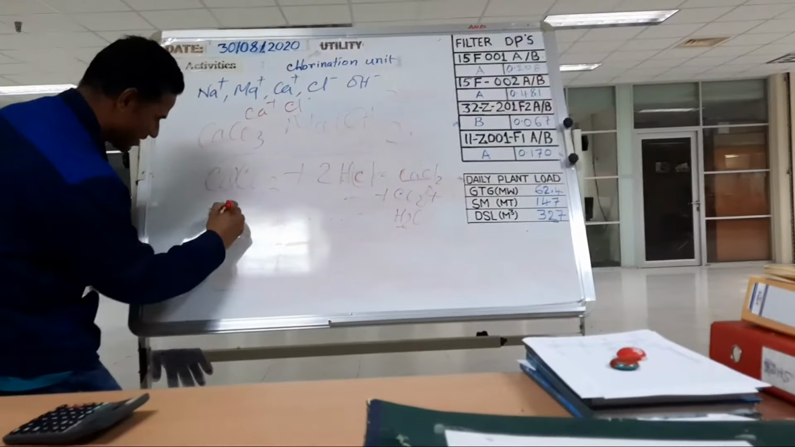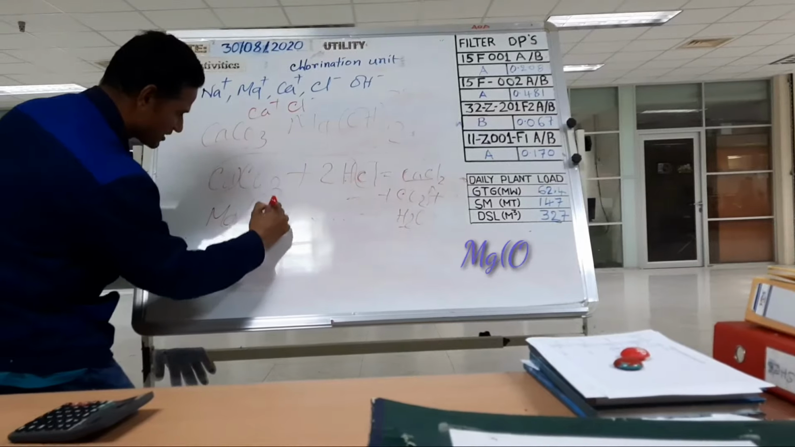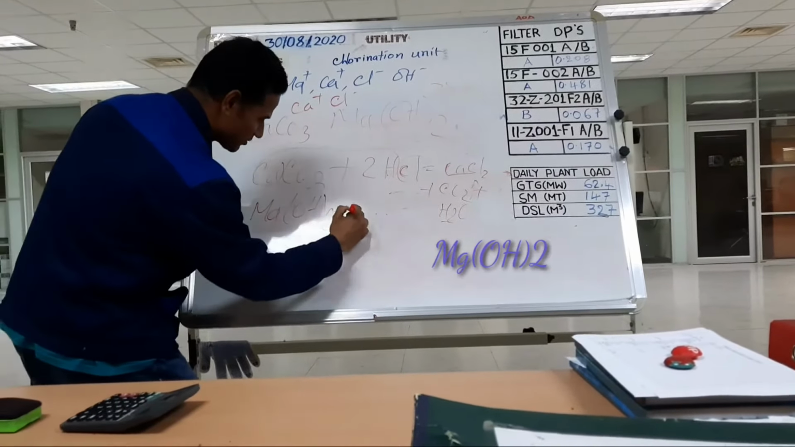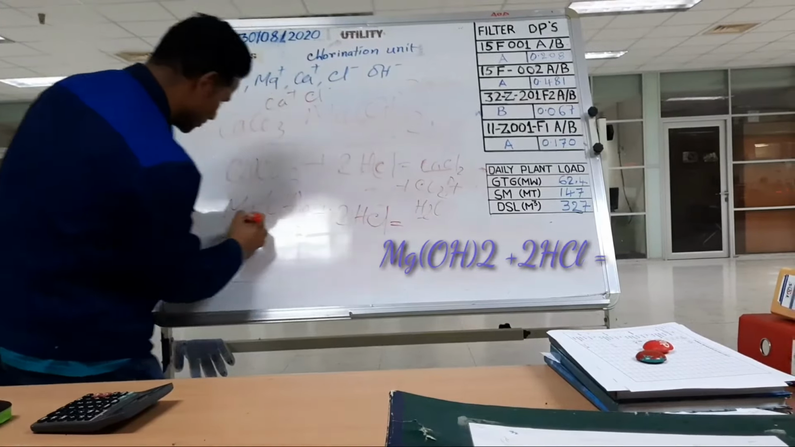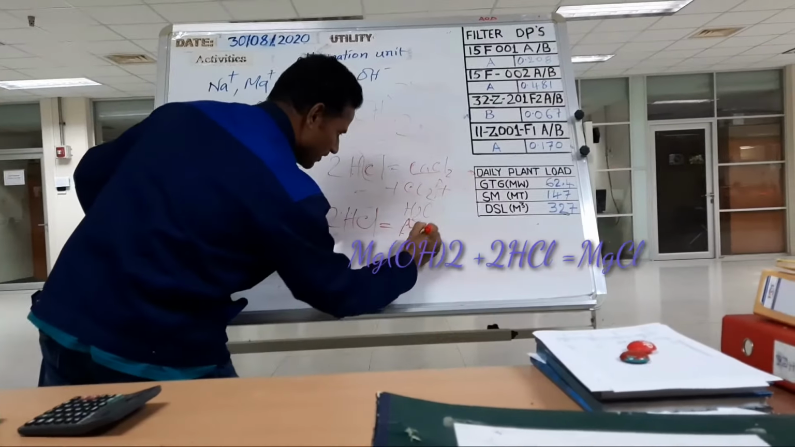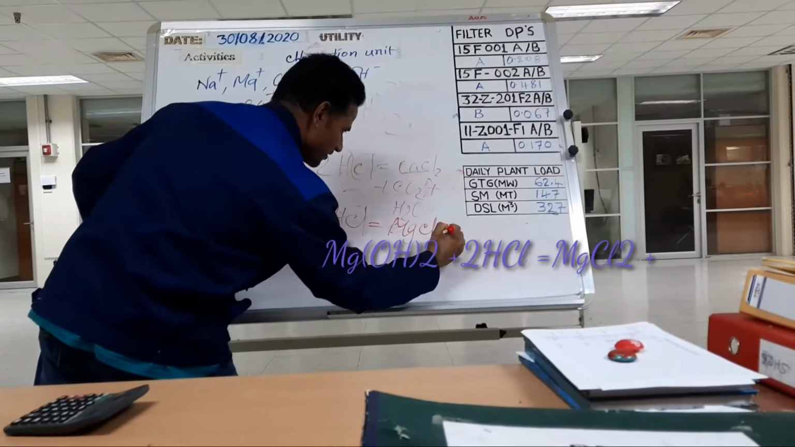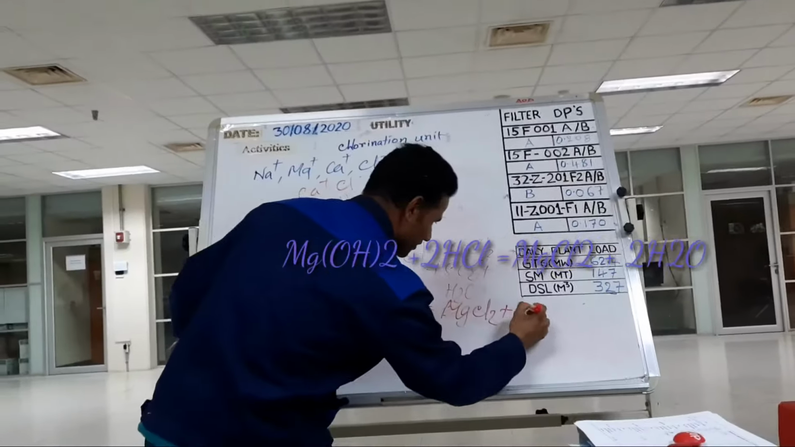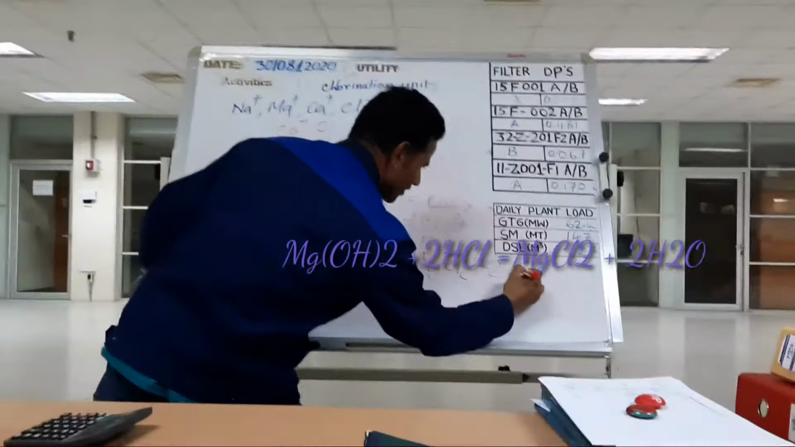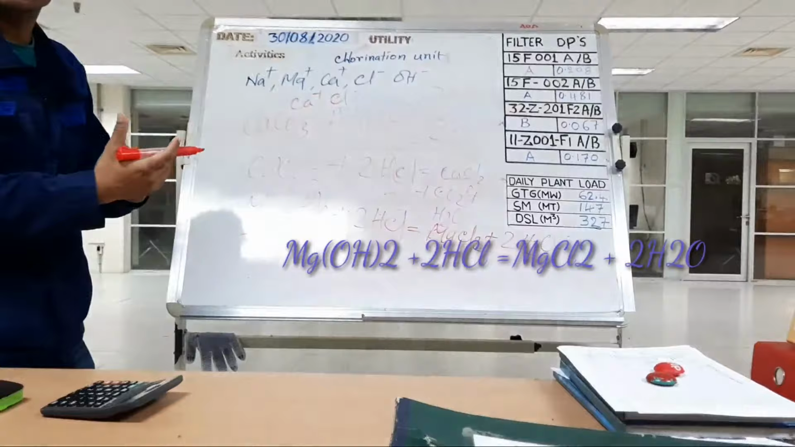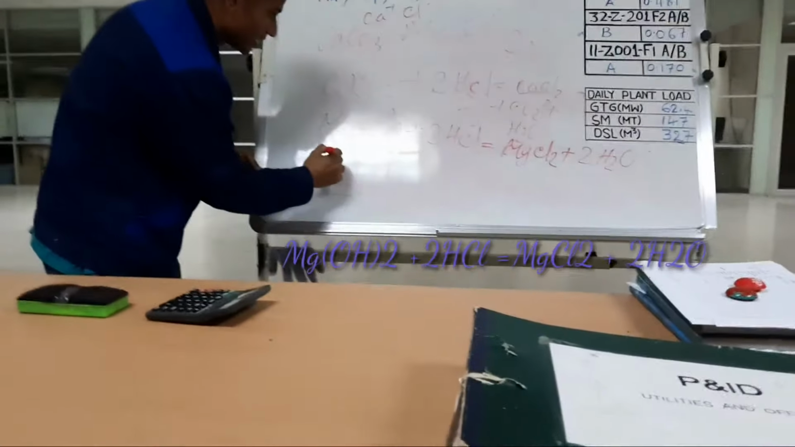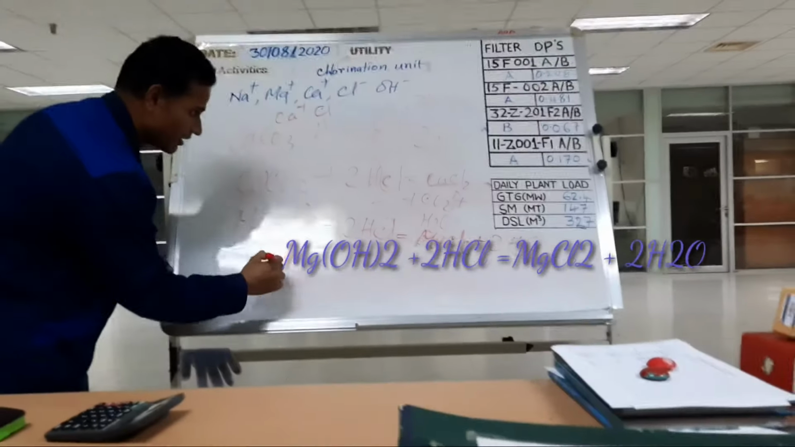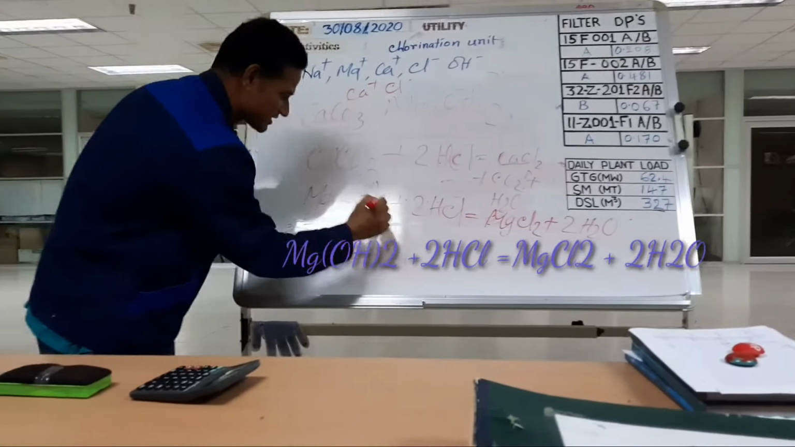Another is magnesium hydroxide, which is the same. Magnesium hydroxide reacts with hydrochloric acid. So what will happen? Magnesium chloride plus water. Calcium chloride and magnesium chloride are both ionic: calcium plus ion, magnesium plus ion, and chloride minus ion.